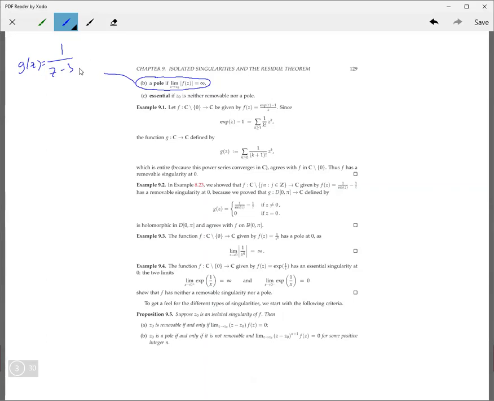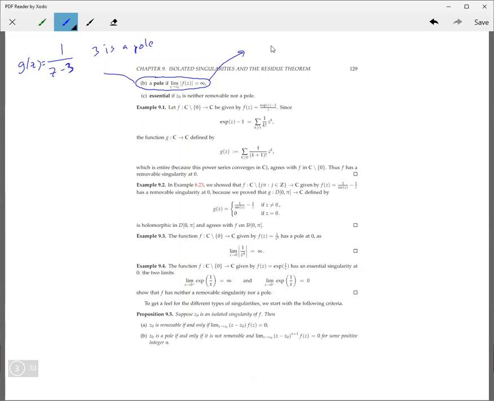Okay, so this is not defined when z is 3, right? So 3 is a pole. Because as you take the limit as z goes to 3, the magnitude of g of z goes to infinity, since this denominator is going to get really small, and the reciprocal gets really big in magnitude. Okay.